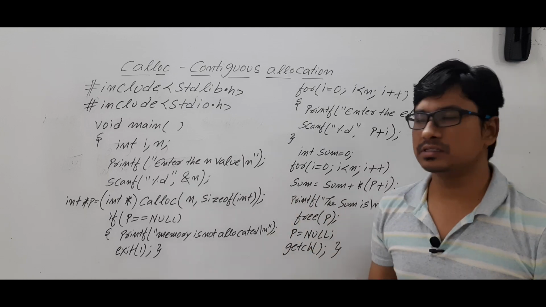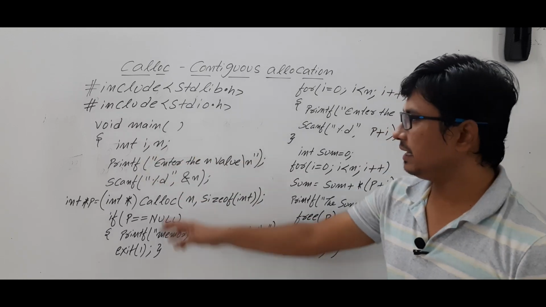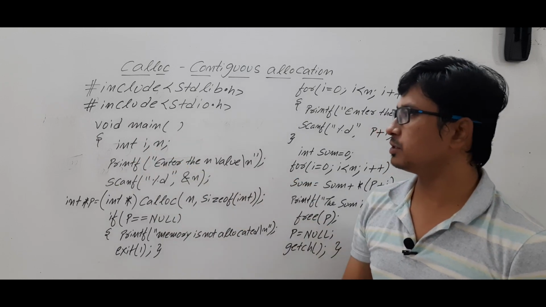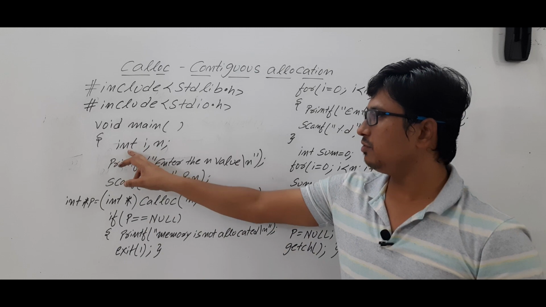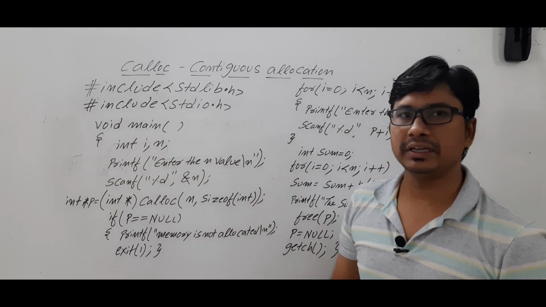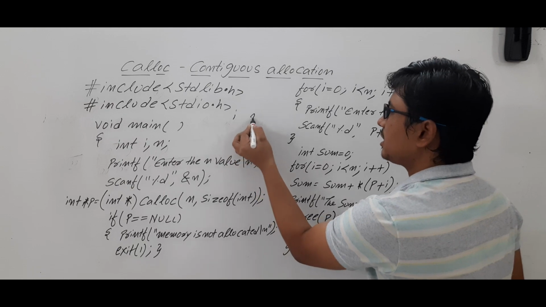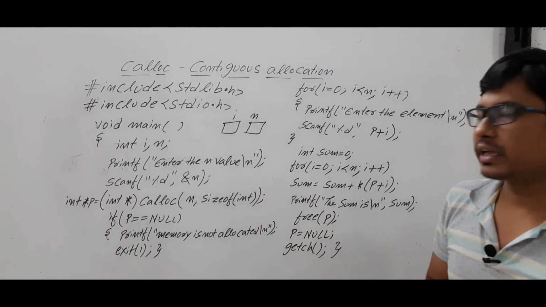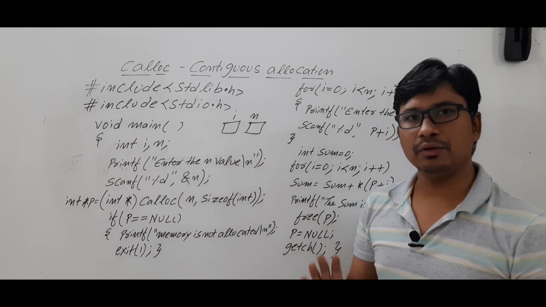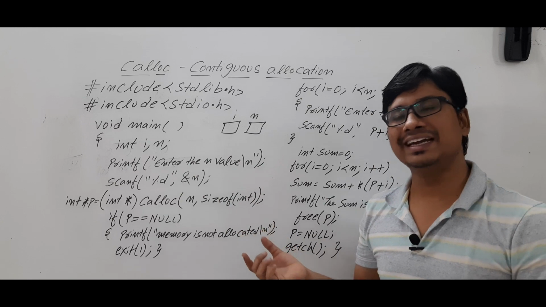Now let me discuss the logic behind this program. You know that the program execution will start from the main function. If you look at the statement int i, n, you are declaring two variables i, n as integers. As you did not assign any values, initially they will have default values, which are garbage values. Then you are asking the user to enter the n value.